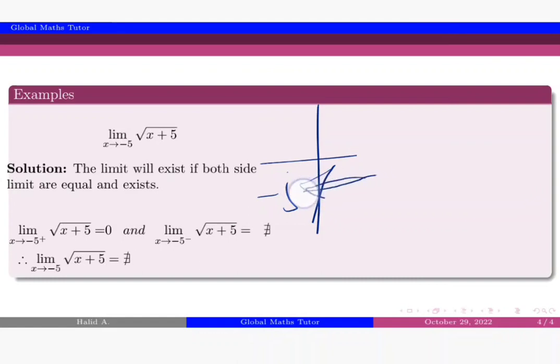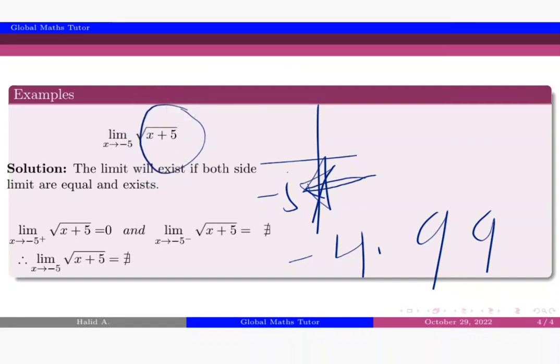So from this right hand side, when we approach negative 5, for example, when we make it minus 4.9, minus 4.99, what will this function value be? It will be minus 4.99 plus 5, which is 0.01, so the radical of 0.01, 0.0001, and so on. It will get nearer and nearer to 0 as x approaches negative 5 from the positive side. So we say that the limit of radical x plus 5 as x approaches negative 5 from the positive side is 0. What about from the negative side?